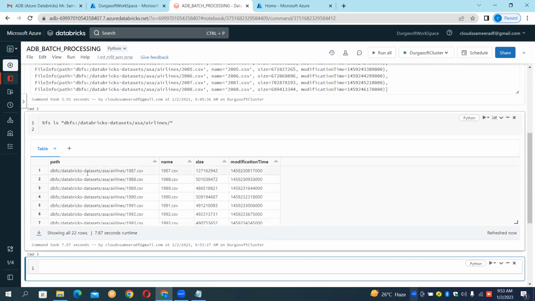Okay, so can you see here? DBFS Databricks. We can see the list of files. The list of files is 1987.csv, 1988.csv, 1989.csv. All these are the files you have. So totally, how many files do you have? It is showing 22 rows. That means 22 files. This is the default inbuilt data we have, so the metadata about all the files.